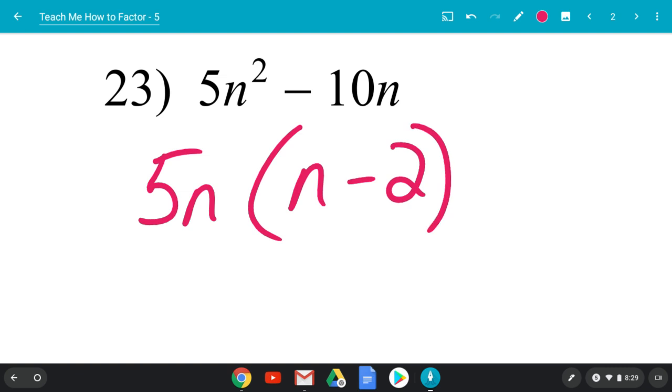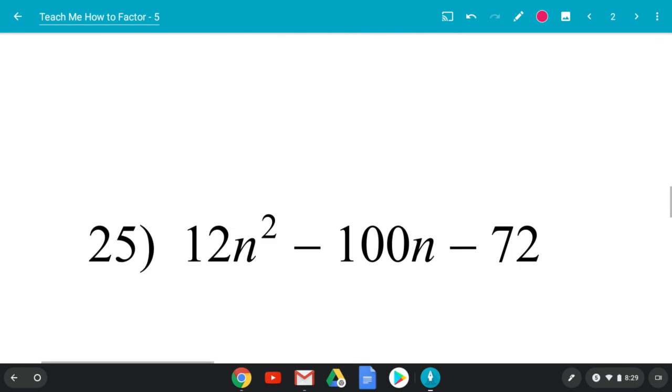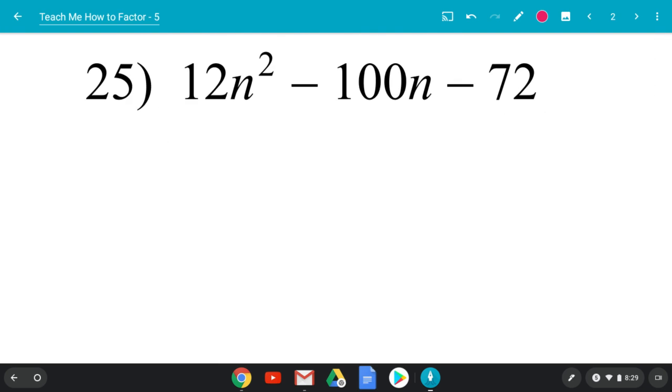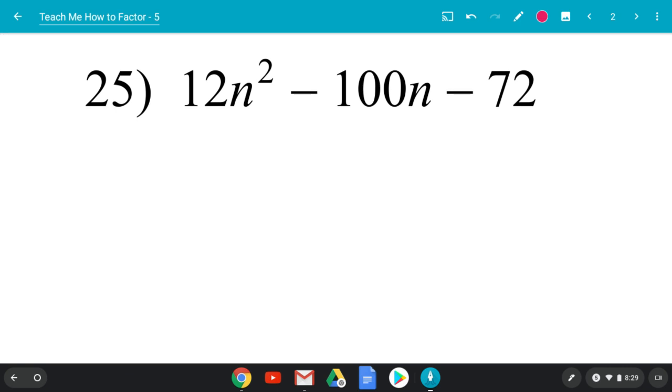How do I check my work? FOIL or distribute? Okay. Do the thingy. Yeah. I'm giving you too hard of a time, Cam. You can handle it. All right, 25.